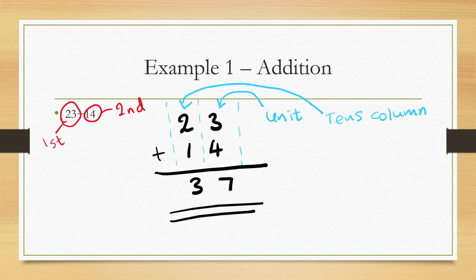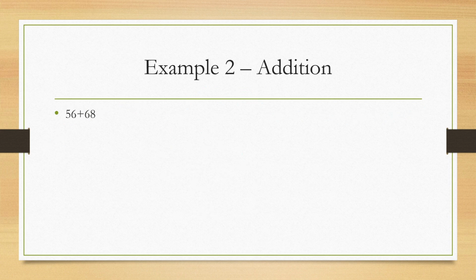Okay, let's move on to example 2. So this is 56 plus 68. Now in this example, you can pause the video and have a go yourself. If you are not going to do that, let's work together. Or if you've done it, let's check it together. Okay, so let's look at this again. First number is 56, second number is 68.